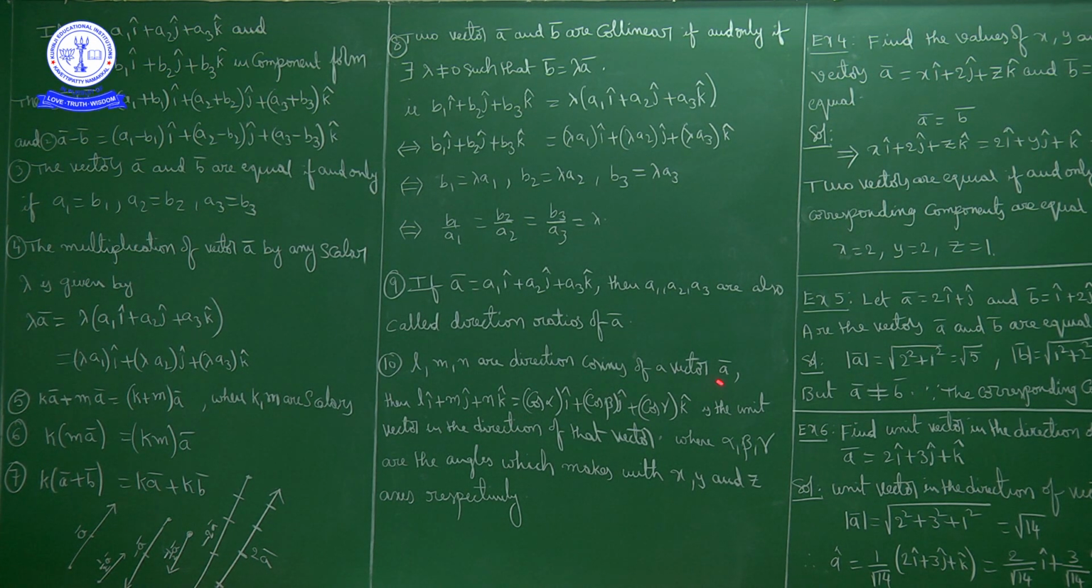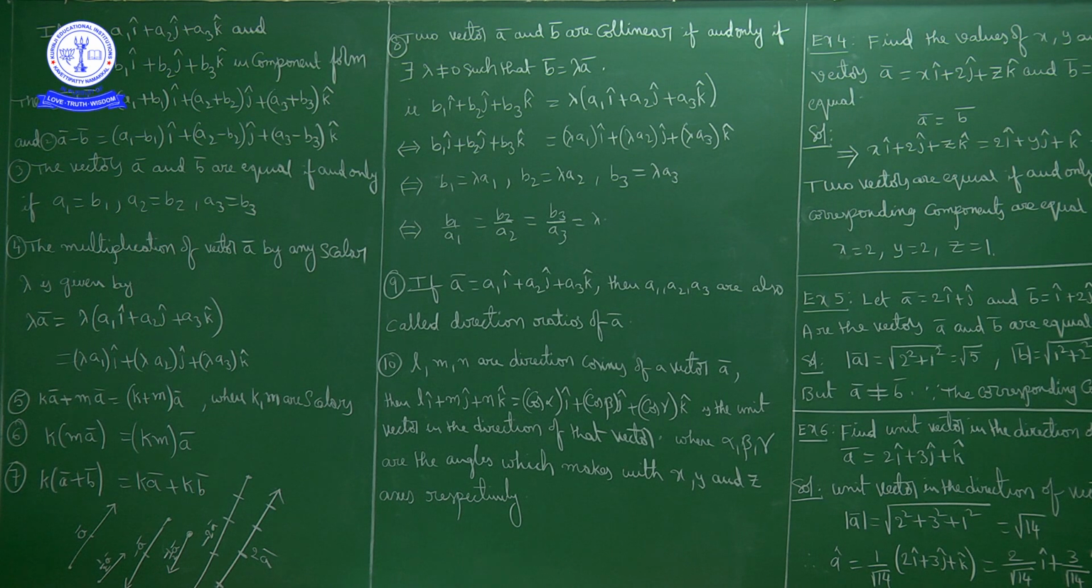If l, m, n are direction cosines of a vector A bar, then l i cap plus m j cap plus n k cap is a unit vector. l is nothing but cos alpha, m is nothing but cos beta, n is nothing but cos gamma. So l i cap plus m j cap plus n k cap is equal to cos alpha i cap plus cos beta j cap plus cos gamma k cap. It is the unit vector in the direction of the given vector, where alpha, beta, gamma are the angles it makes with the x axis, y axis and z axis respectively.